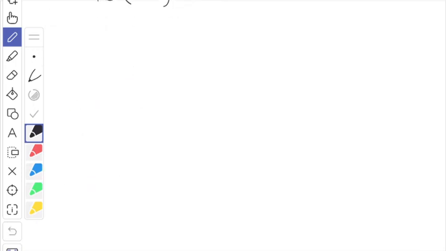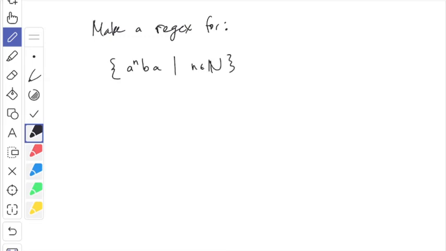I would like for you all to try to create some regular expressions which generate particular languages. So, most of these have been, I say the regular expression and you say what things match the regular expression, but of course you can go the other way. So, can you make a regular expression for these sets? How about this one, I think an easy one based on what we've done so far. A to the n, BA, where n is any natural number. How would you write this as a regular expression? Anyone want to shout it out?